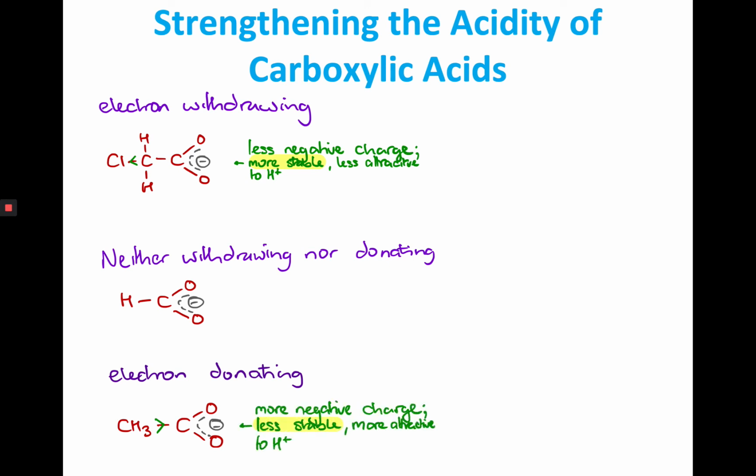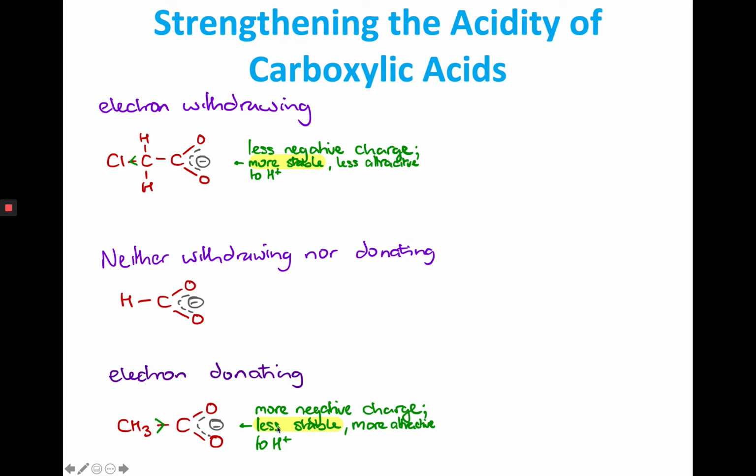Methanoic is the standard against which we're measuring the others. If we look at the ethanoate ion, we can see that we're actually pushing more electron density, or more negative charge, if you like, towards where the carboxylate part is. And so we're making that minus charge that little bit bigger. So that's going to make it more attractive to the H plus ion, which means it's less stable.